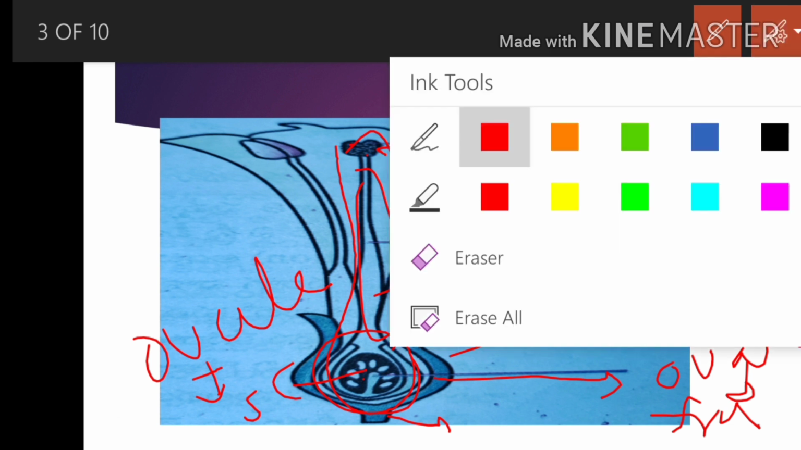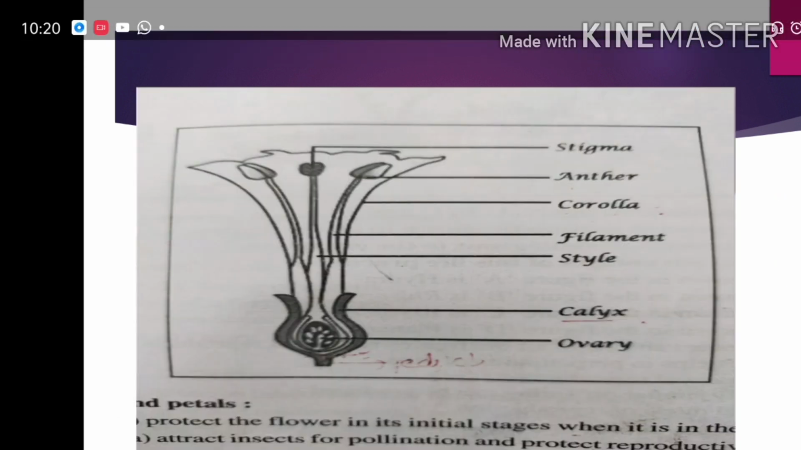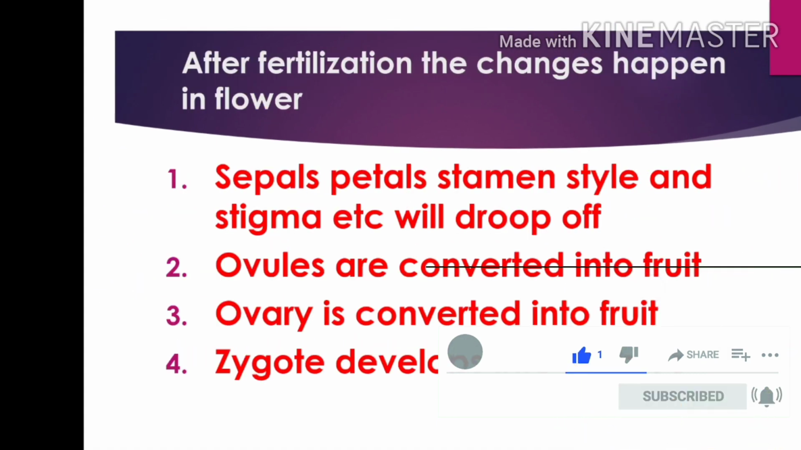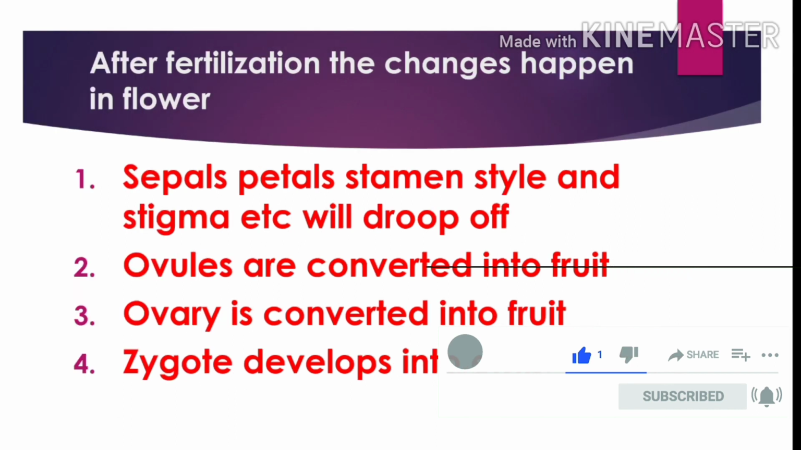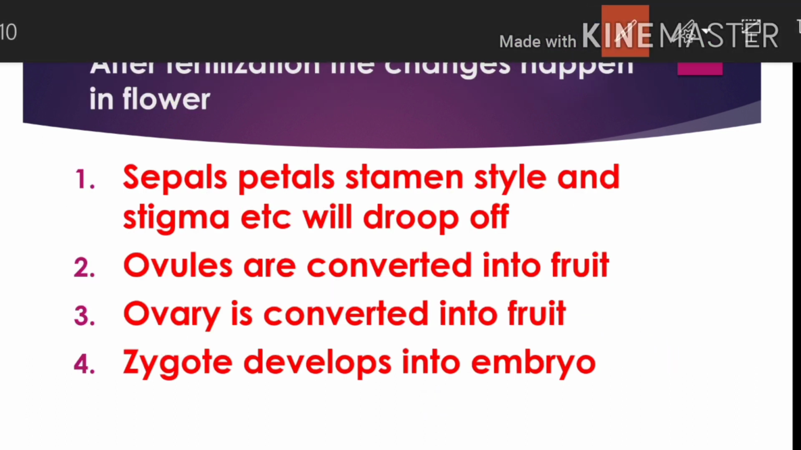So in this diagram, what questions may come in your examination? See, I gave some practice questions for this session. After fertilization, the changes that happen: the sepals, petals, stamens, style and stigma will drop off. Ovules are converted into seeds, and ovary is converted into fruit. And after fertilization, the zygote will develop into an embryo.